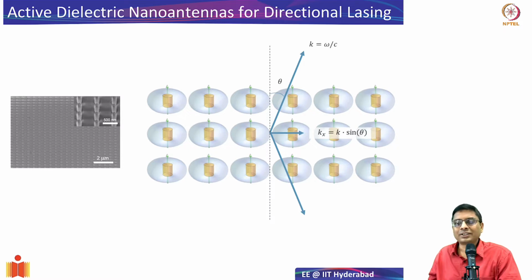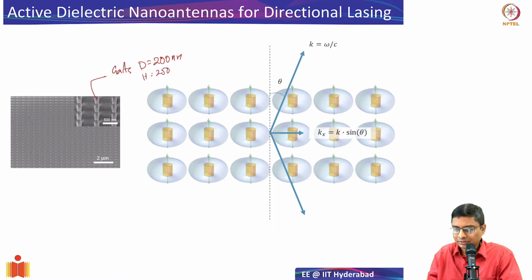Now, in addition, in the last 8 to 10 years, we have done a lot of work on Mie resonances in nanoparticles, and I was involved in this work personally. So here we have one particular structure wherein we fabricated gallium arsenide nanoantennas. The diameter of these antennas is about 200 nanometers, and the height is around 250 nanometers.